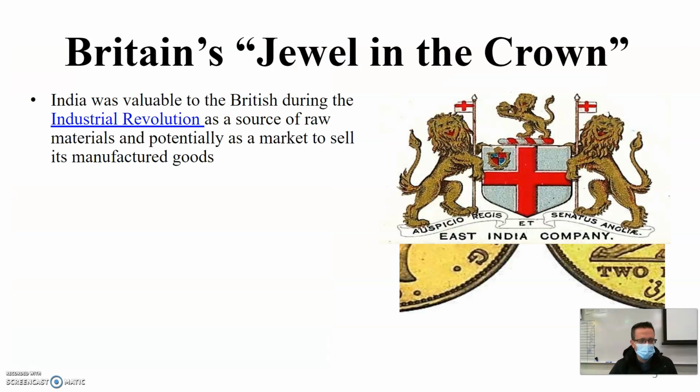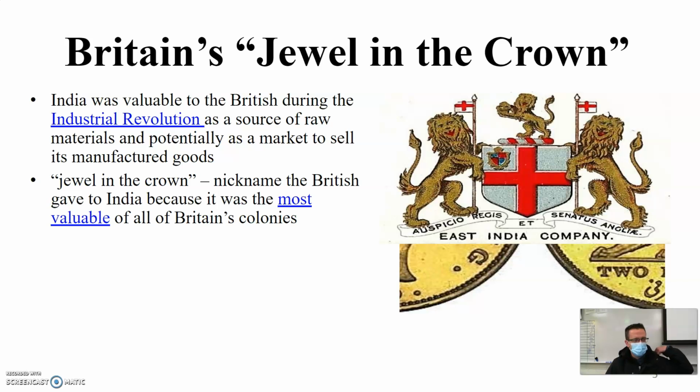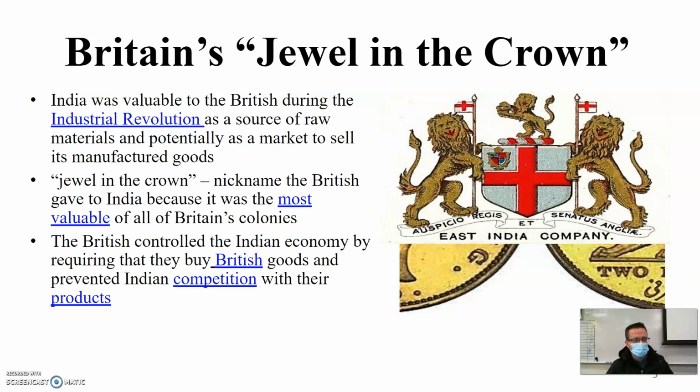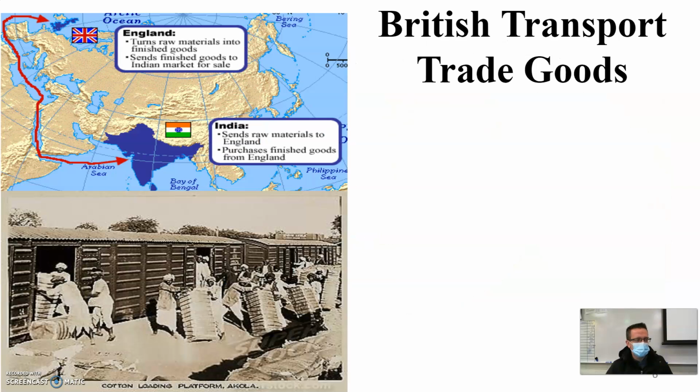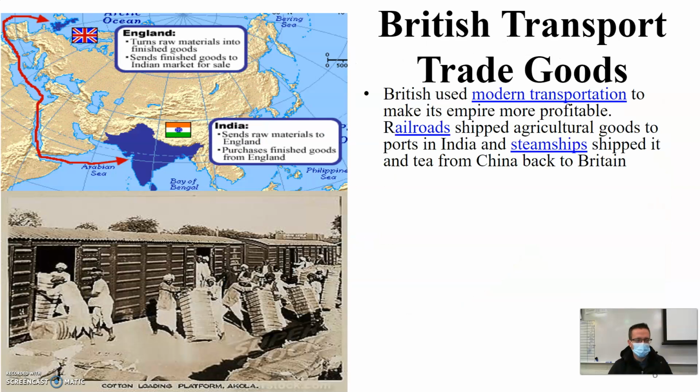So again, this is Britain's crown jewel, and it was the most valuable. It was a huge market. And also they received a lot of goods, raw materials, and they were able to sell their goods back to the Indian people. So they required that they buy the finished products, British products, and they really did their best to prevent Indian competition. Okay, so just to kind of get an idea of what that looked like.